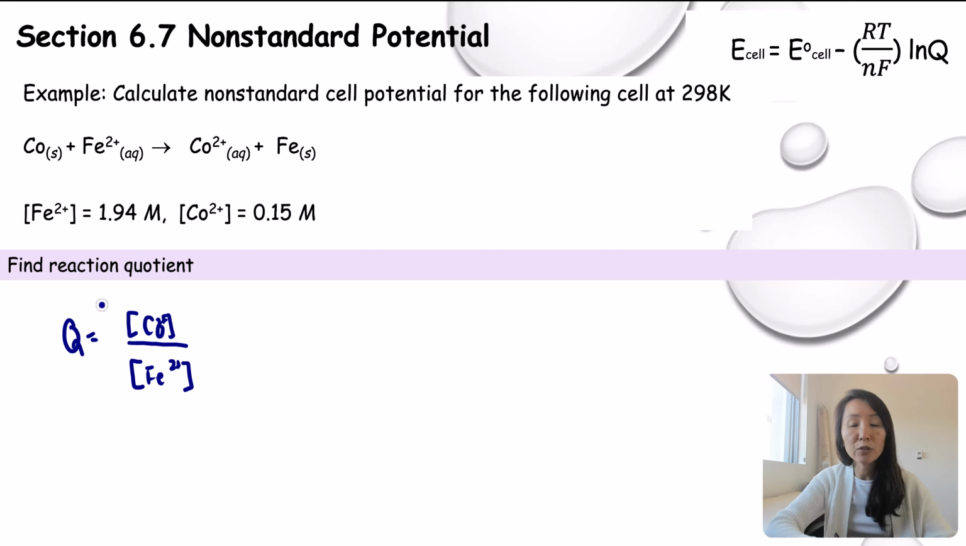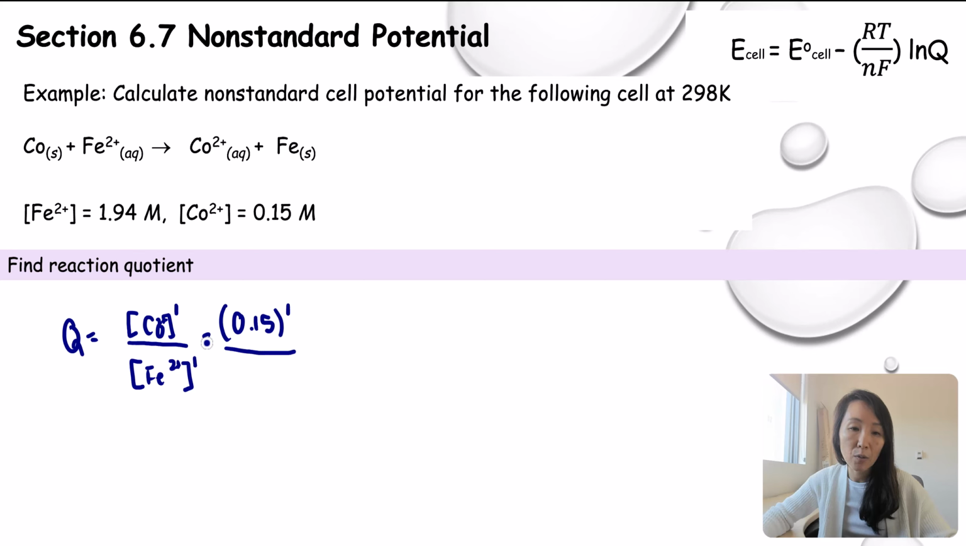Why don't we add the cobalt solid and the iron solid? Because when we do the reaction quotient, we don't include anything but gas and aqueous. The exponent is just 1 since the coefficient for all of these is 1. So let's plug in the values. The cobalt is 0.15 to the first power, and this is 1.94 to the first power. If you punch this into the calculator, you get 0.077.